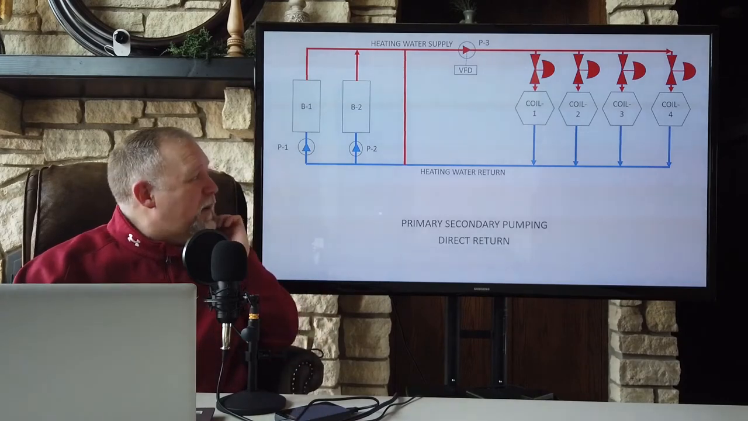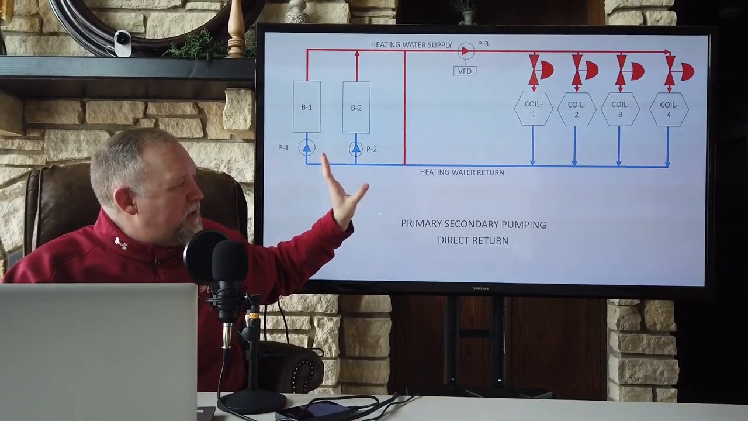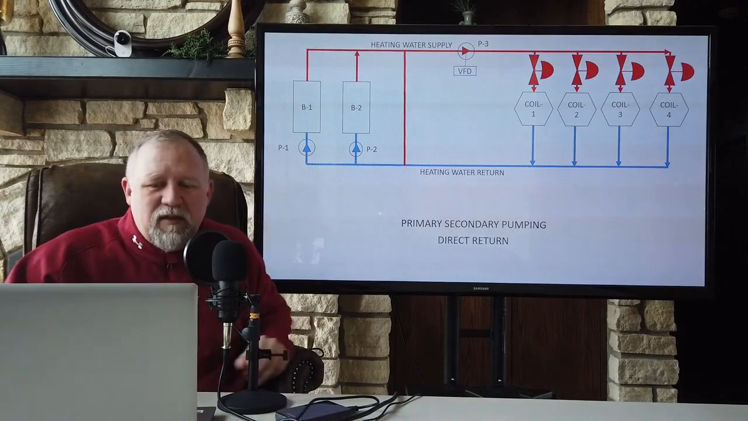All right. Now, here, I want to illustrate this with some temperatures and some flow rates to really help you understand how this works.